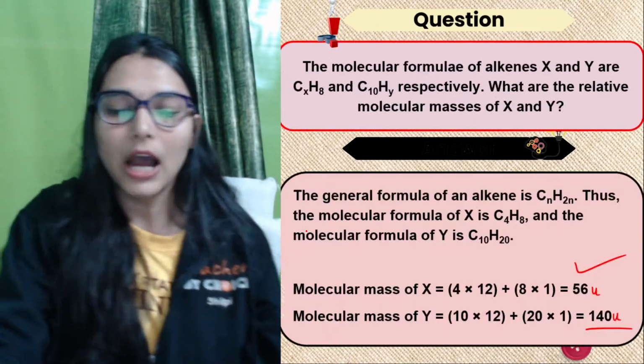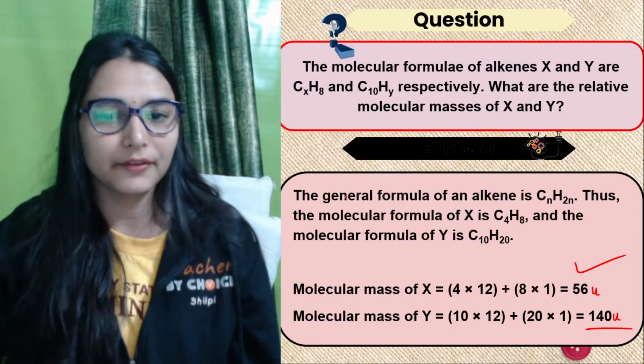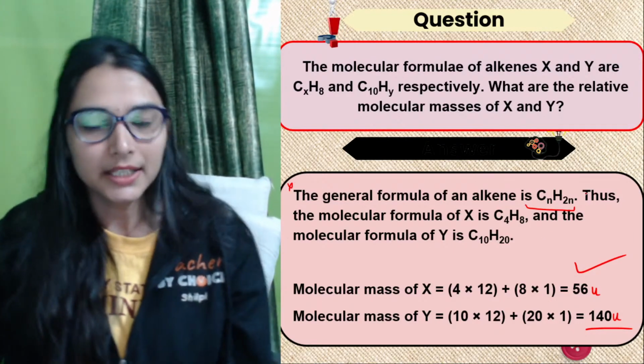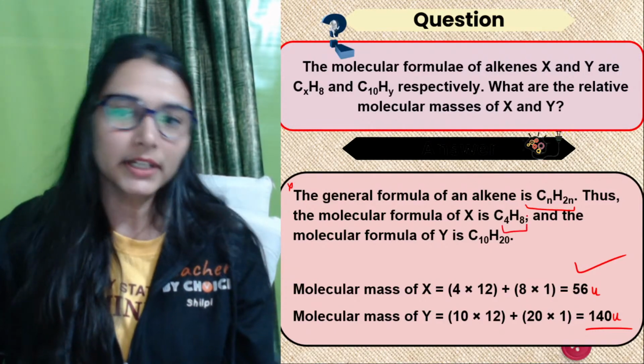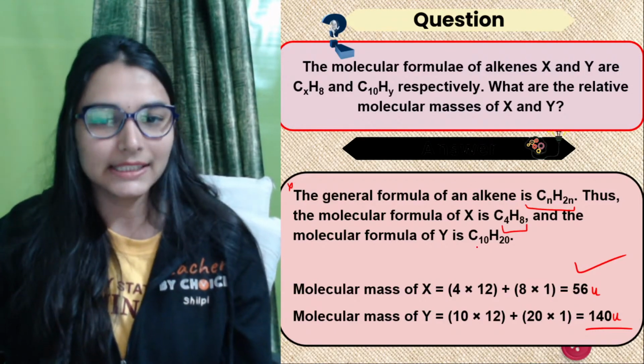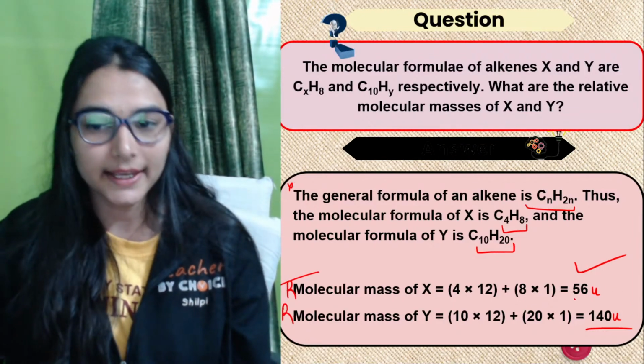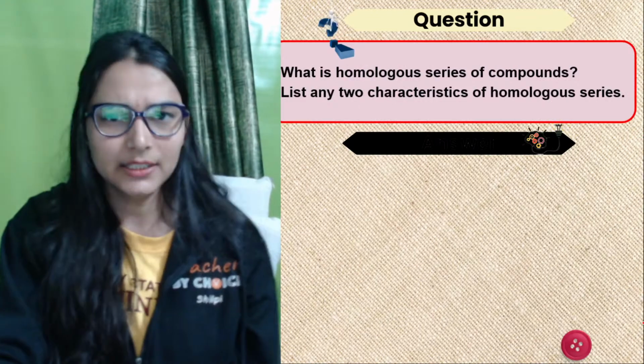This is how you're going to frame the answers. We have written everything here. The general formula of alkene you would be expressing first. Okay. Now, because of that, what is the molecular formula of alkene X? This, and then find the relative molecular masses directly. Okay. And express it in units. Easy peasy, you can do it.